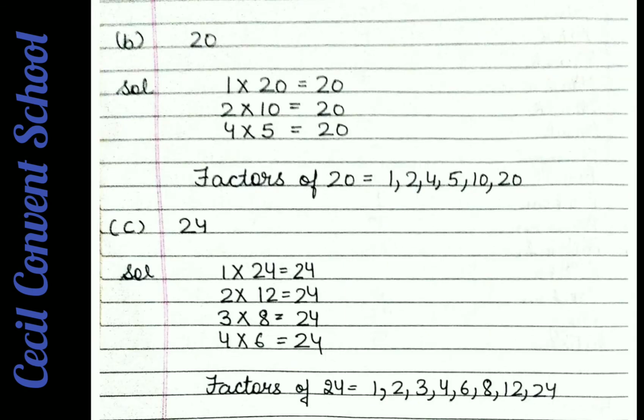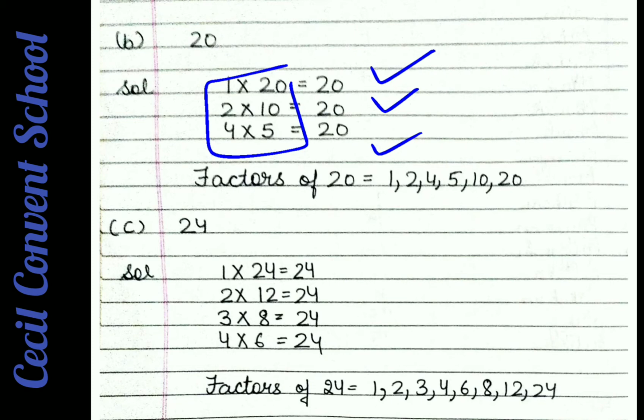20. Firstly we start with 1. 1 20s are 20. Then we see the 2 table. In the 2 table, 20 comes at 10s. So you write 2 10s are 20. Then does 20 come in the 3 table? No. In the 4 table, 20 comes at 5s, so we write 4 5s are 20. Then we see the 5 table, 20 comes, 5 4s are. Now see, again the numbers are repeating, the 4 and 5, so we will stop. So all these numbers are the factors of 20. So we write them in ascending order. Clear?